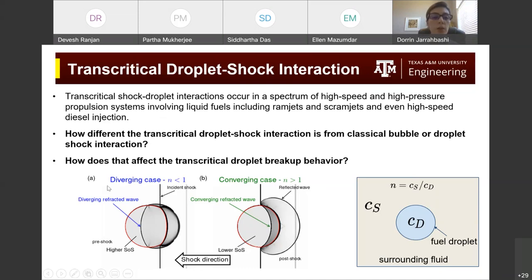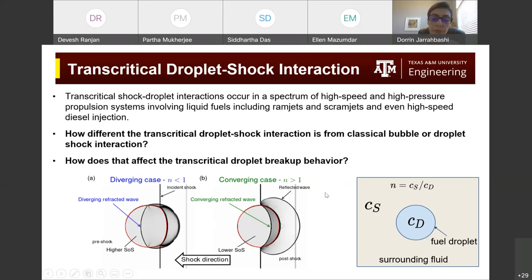So now the question is, how different is a transcritical droplet shock interaction from the classical bubble or droplet shock interaction? That was the main question that I wanted to search for. And the second one is, how does that behavior affect the droplet breakup behavior at transcritical conditions?